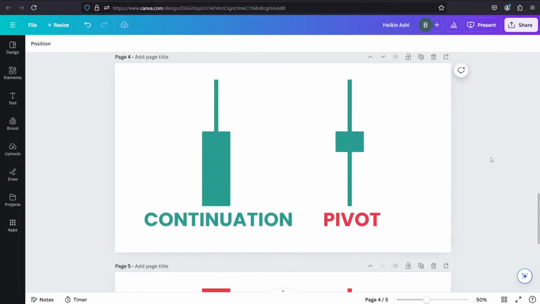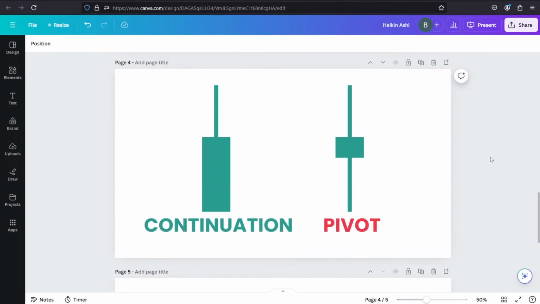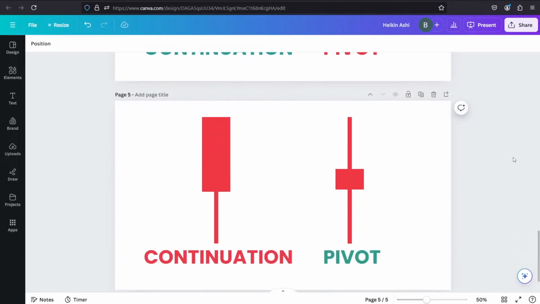If we take a look at just what continuation and pivot candles are, this is it. There's only two candles that you need to look out for. It's simple as that. Continuation candles only have the wick on top. Pivot candles on Heikin Ashi have wicks on both sides, and what those wicks on both sides tells you is that there's both buying pressure and selling pressure coming in. If there's both buying and selling pressure coming in, that is an indecision candle or a pivotal candle. And vice versa for red candles.